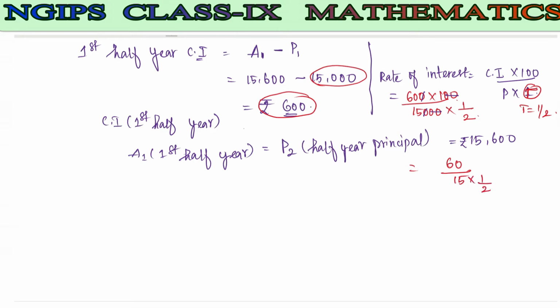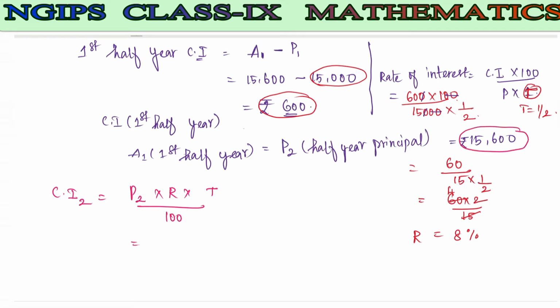When you simplify these values, we will get 60 into 2 divided by 15. 15 fours are 60, so 4 into 2 is 8. So we got the rate is equal to 8%. Now we will calculate the second year compound interest. The second year compound interest is equal to second year principal into rate into time divided by 100. Here the second year principal is 15,600.